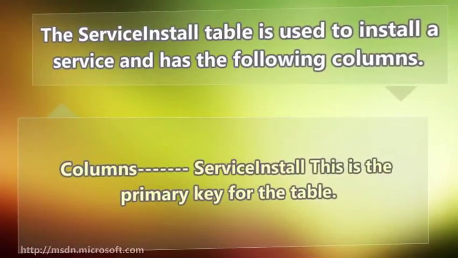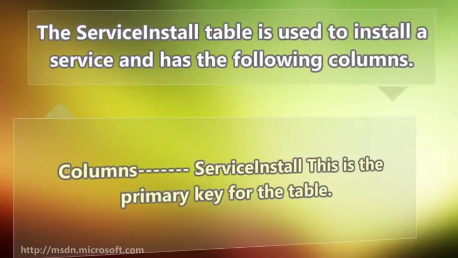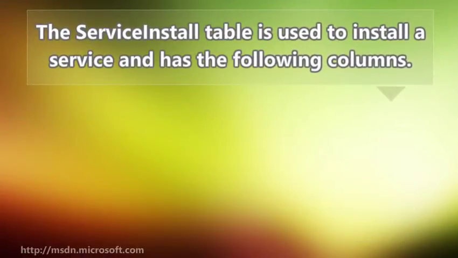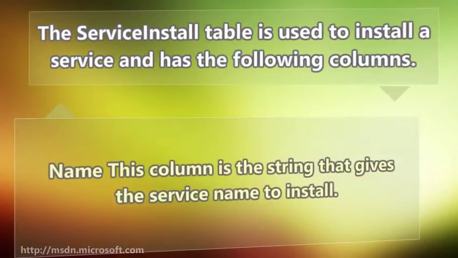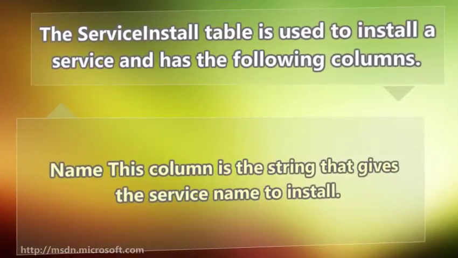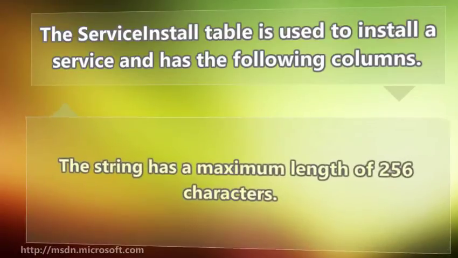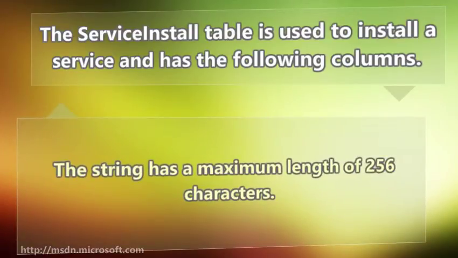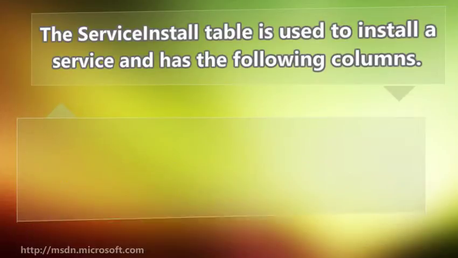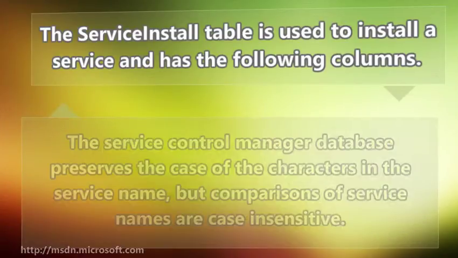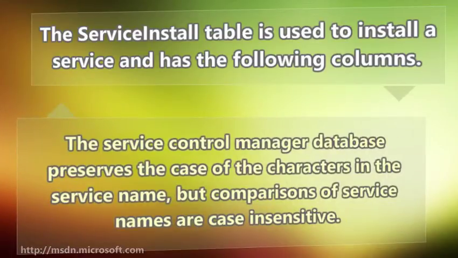ServiceInstall. This is the primary key for the table. Name. This column is the string that gives the service name to install. The string has a maximum length of 256 characters. The Service Control Manager database preserves the case of the characters in the service name, but comparisons of service names are case insensitive.